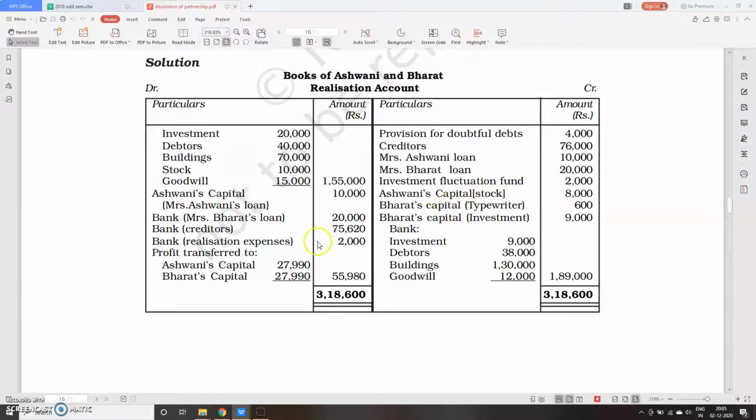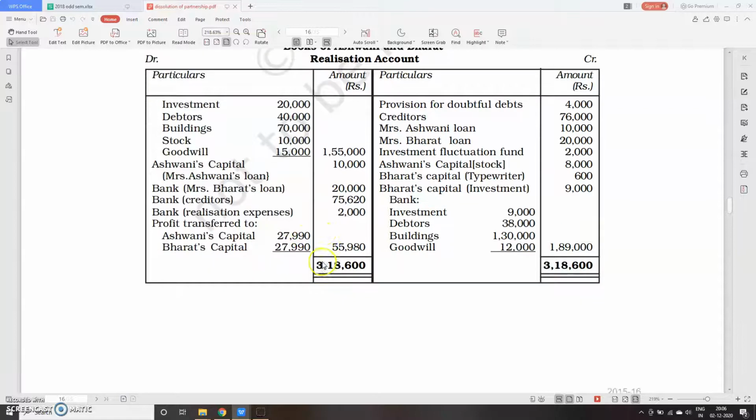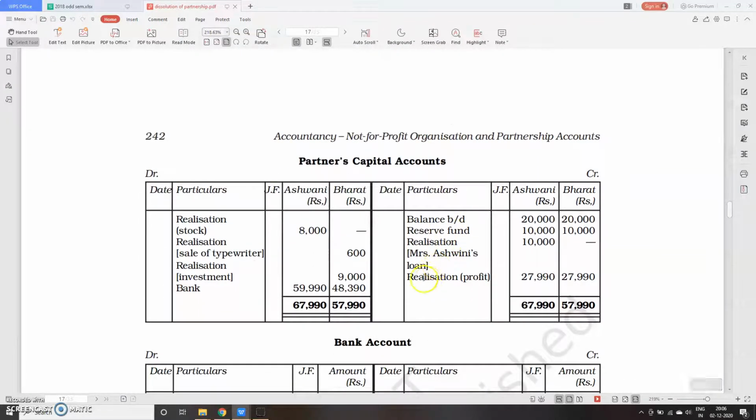That's it. So now what will we do? Reserve fund done, capital, everything is done. Okay. So now we will simply balance it and see which side is big. In this question, your credit side is big, which is coming around 3,18,600. We'll put 3,18,600 on both sides and subtract all the debit side items, and we get a balance of 55,980. This 55,980 we divide in equal ratio, 27,990 each, between Aswani and Bharat. This will be put over here. Realization profit 27,990, 27,990. Okay, it is done.